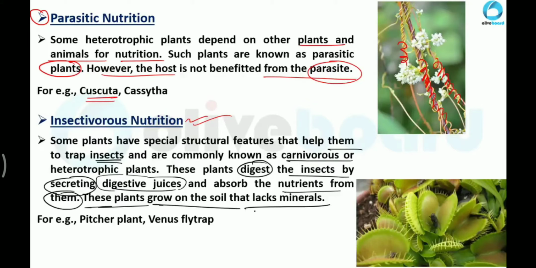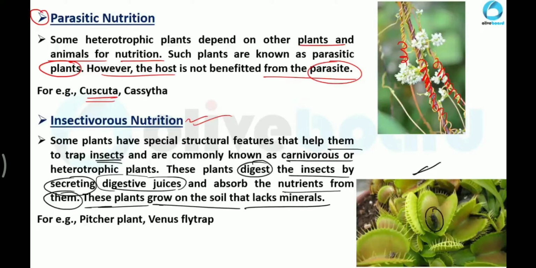Obviously, if minerals are not present in the soil, then autotrophic plants will not grow, because there are no minerals, and minerals are a very essential nutrient for plants. So in places where the soil lacks minerals, insectivorous plants grow, like pitcher plants or Venus flytrap. Here you can see an example of some insectivorous plants.